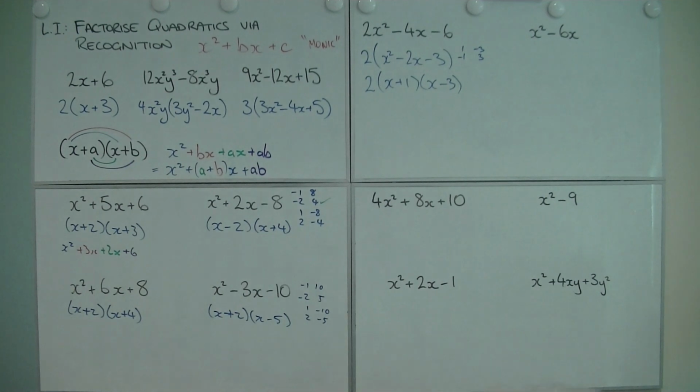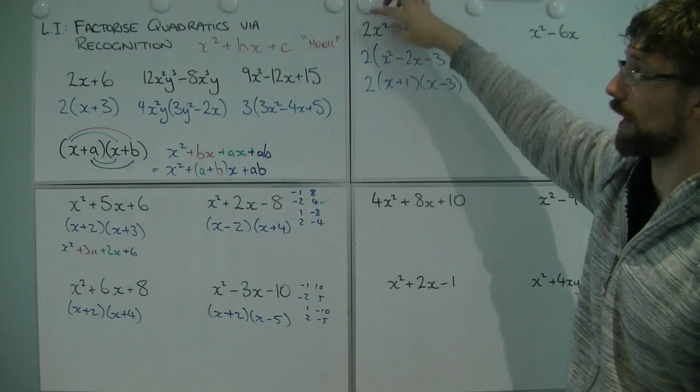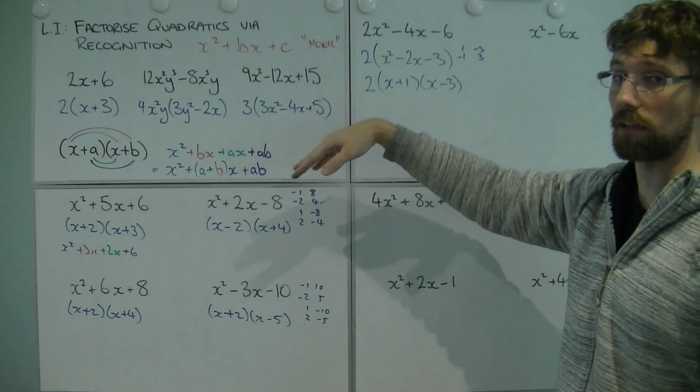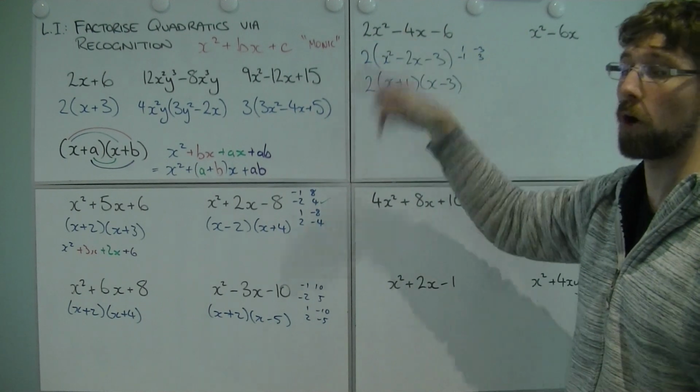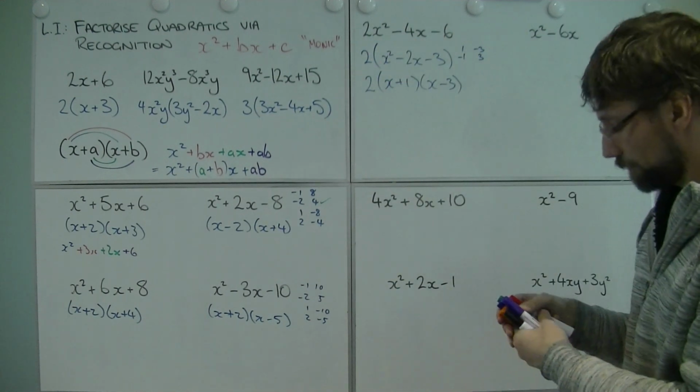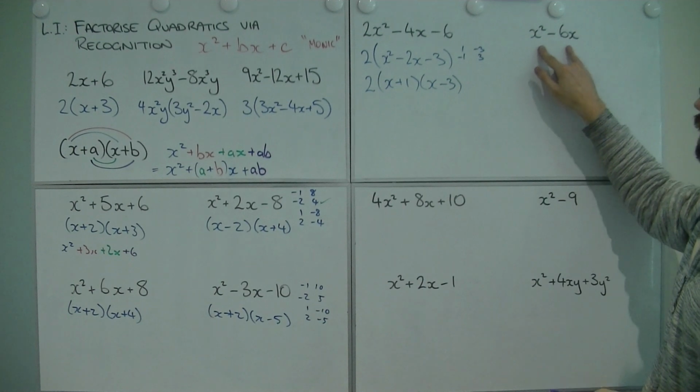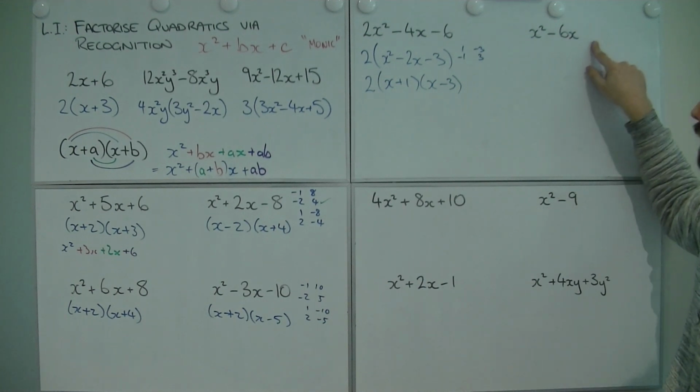So just because there's something out the front doesn't mean that you can't necessarily use recognition. You just first have to look for a common factor. Brilliant. Cool. What about this thing? Well, this guy doesn't even have a C. That seems a bit weird.